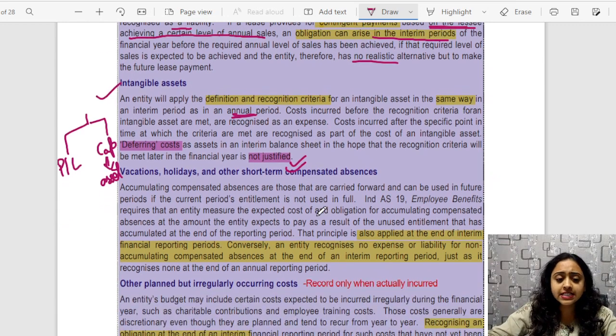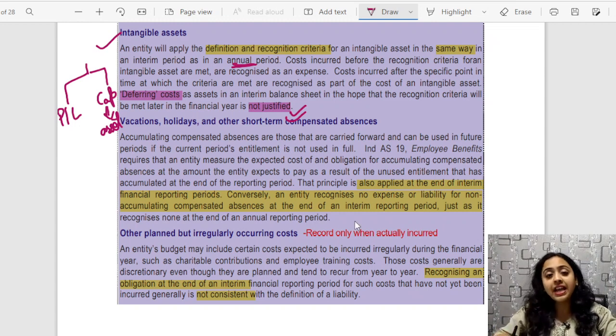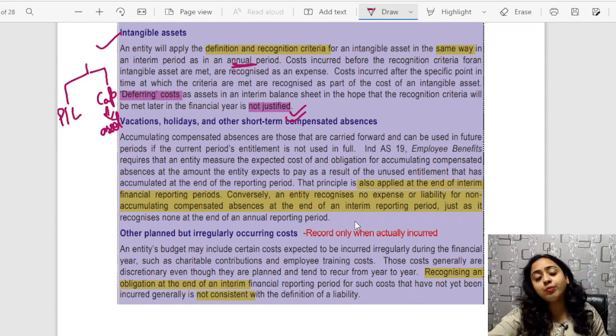Vacations and holidays and other short-term compensated absences. That principle is also applied at the end of interim financial reporting periods. Conversely, an entity recognizes no expense or liability for non-accumulating compensated absences at the end of the interim reporting period, just as it recognizes none at the end of the annual reporting period. Anytime if it will not be recorded for the annual period, it will also not be recorded for the interim periods, because you are following the same accounting policy as of the annual.